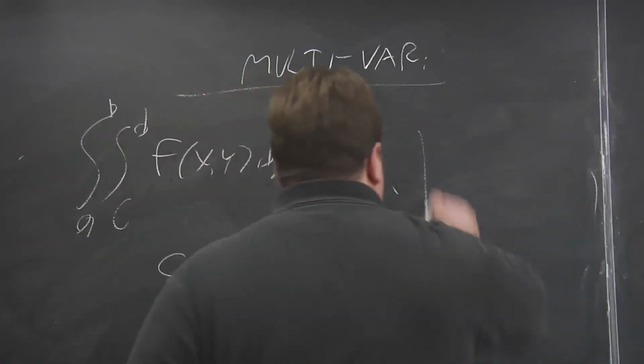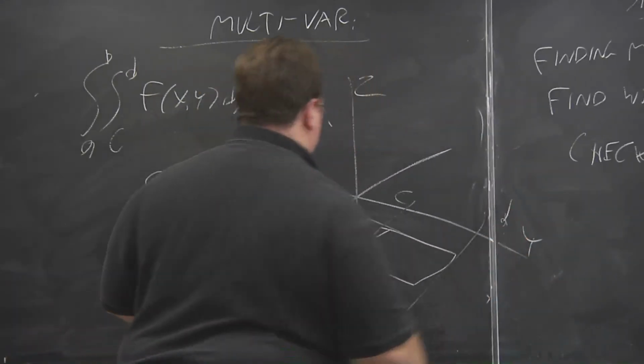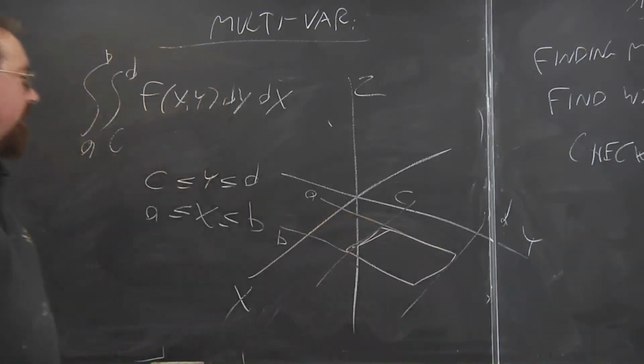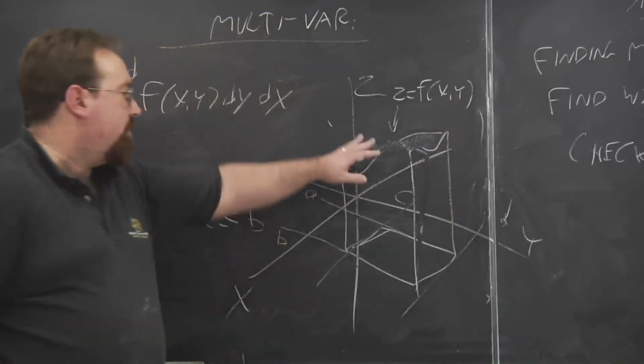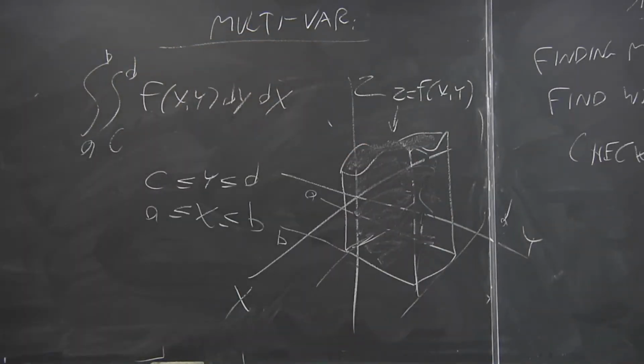So if you look at free space, then we'll have some rectangle in the xy plane, bounded by the lines x equals a, x equals b, y equals c, and y equals d. And then this surface up here, that is f of x y up here. So what we're computing is the volume of that entire region in three-dimensional space.